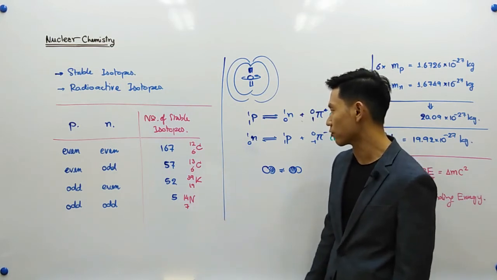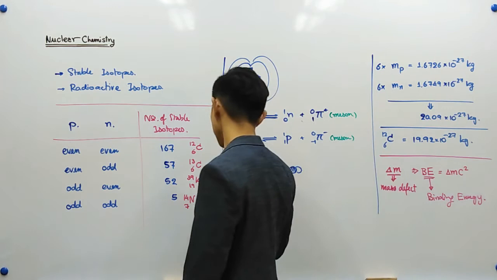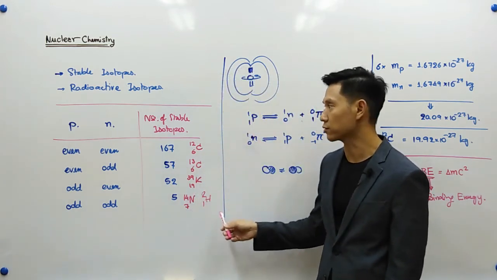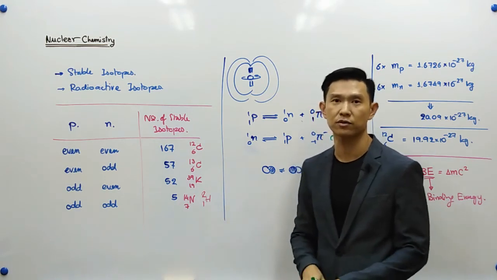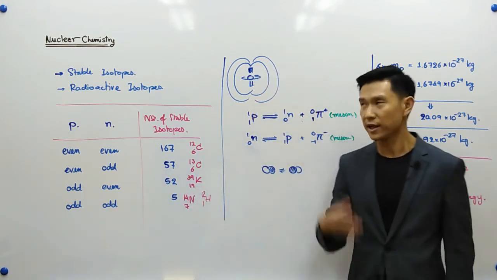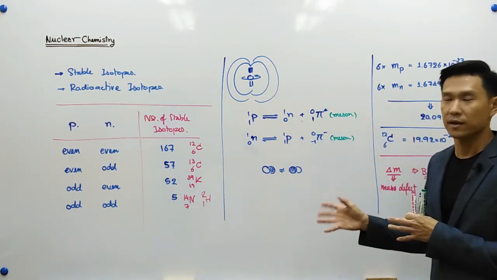And also for odd and odd numbers, like deuterium, H-2, right? You have 1 proton and 1 neutron, it's also stable. But we have only 5 isotopes available in this category. So as you can see, these are the stabilities of isotopes.